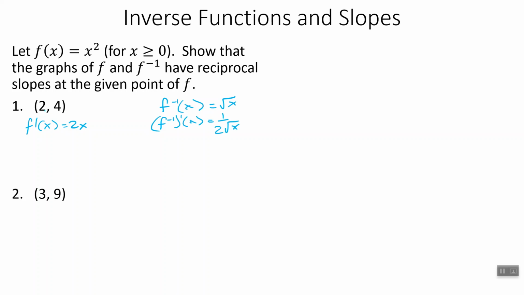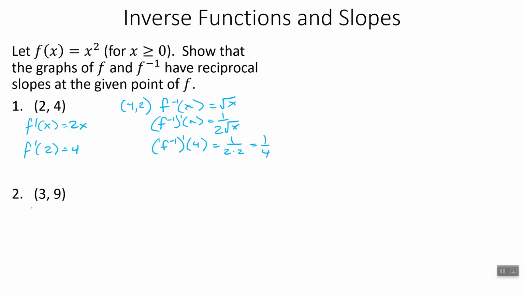So let's see. If we plug in 2 here, 2 times 2 is 4. If we plug in the opposite point here, for 2, then the derivative of the inverse at 4 is 1 over 2 times the square root of 4, which is 1 over 4. Checks out. We did this before with x cubed, but now we're just doing it again with x squared.